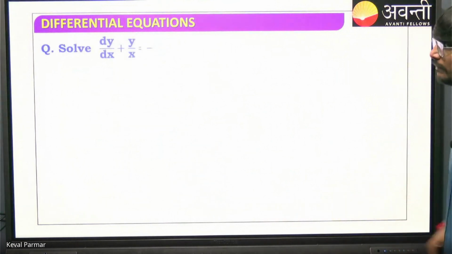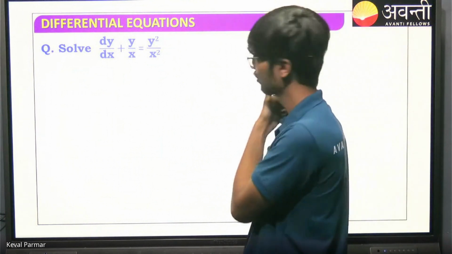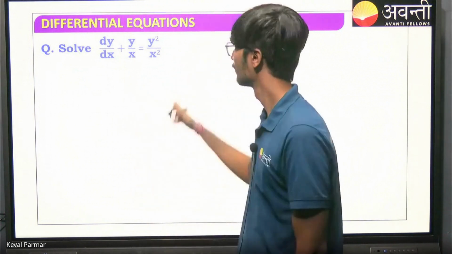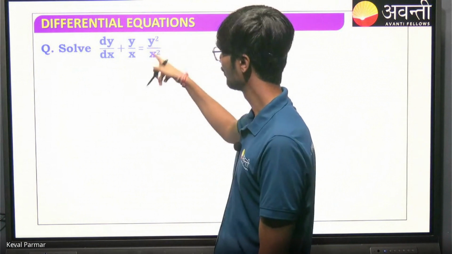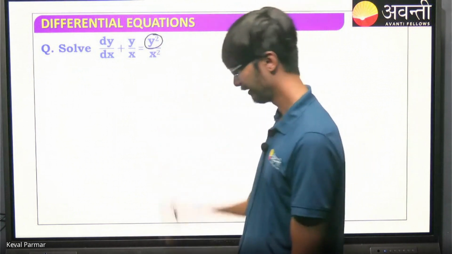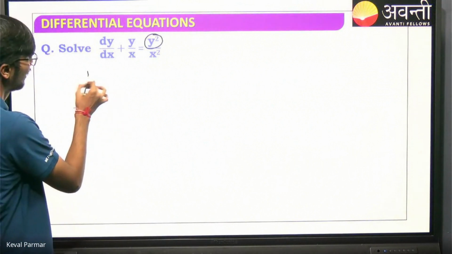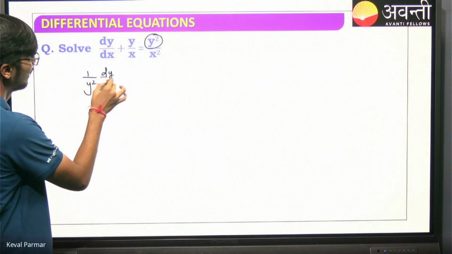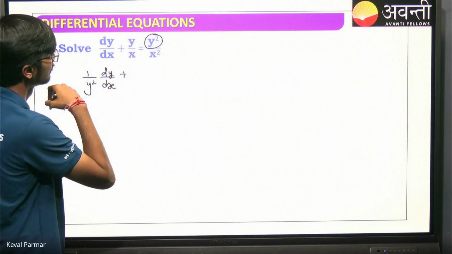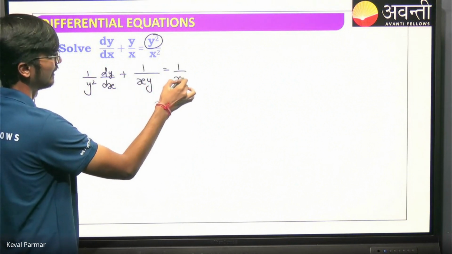Let's see a question, this one. Now, you don't need to panic because, as you can see, the format was dy by dx plus py equals q. But here, in place of q, we have y square. And we don't need y square, so we'll divide with y square. If I divide with y square, I'll get 1 upon y square dy over dx. Here y and y will get cancelled, so I'll get 1 upon xy is equal to 1 upon x square.